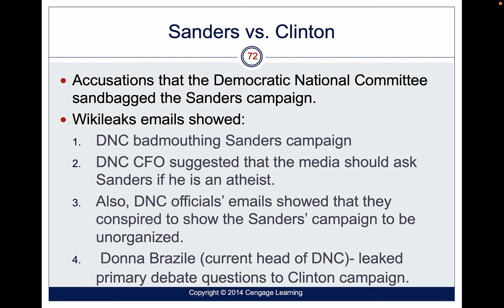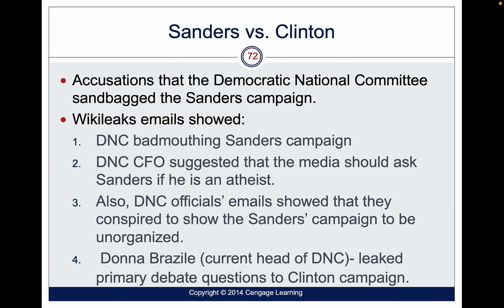Now, I'm going to use the 2016 election because it's a little bit more clear here. There were accusations that the Democratic National Committee sandbagged the Bernie Sanders campaign. There was a WikiLeaks hack where the Democratic National Committee's email system was hacked. What they found out in that WikiLeaks hack was that the DNC was bad-mouthing the Sanders campaign. The CFO thought it should be suggested to the media that Sanders was an atheist.